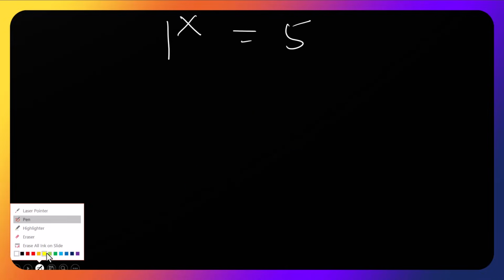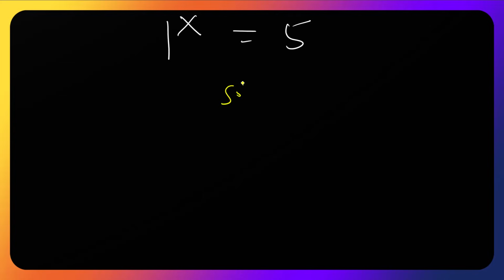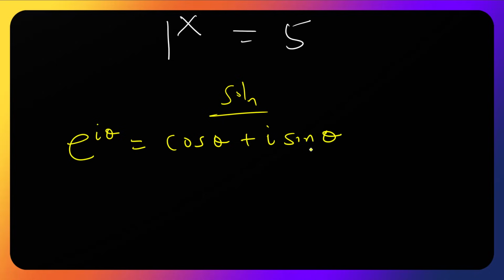Now, what we are going to do here is to use Euler's formula or Euler's identity, which says e raised to i theta is the same as cos theta plus i sine theta. We have the real part, then the imaginary part. Now let's prove this one.